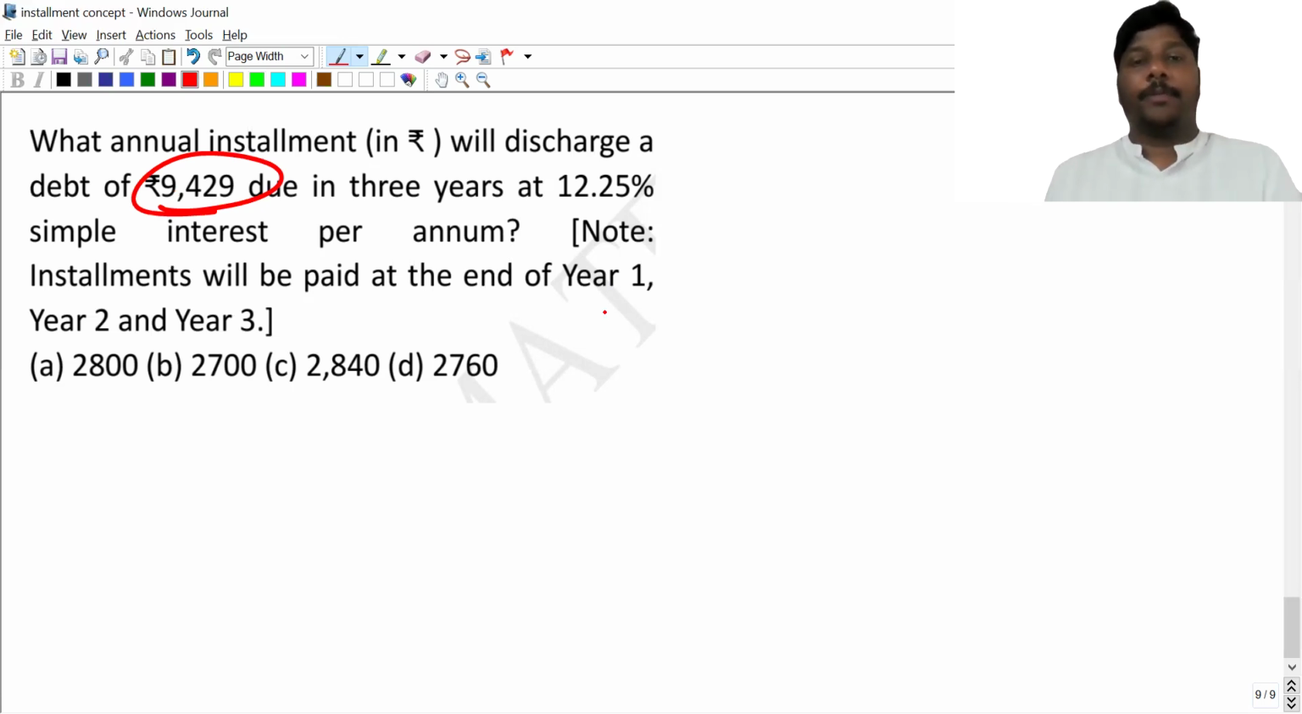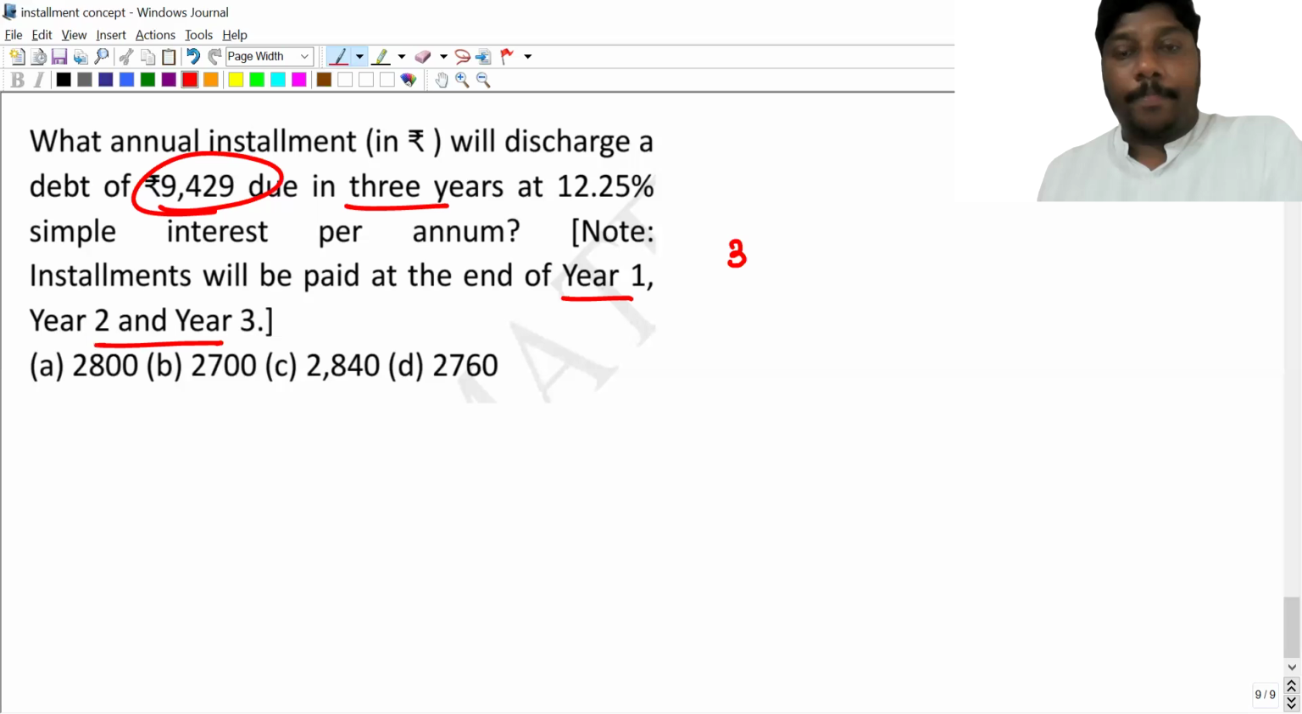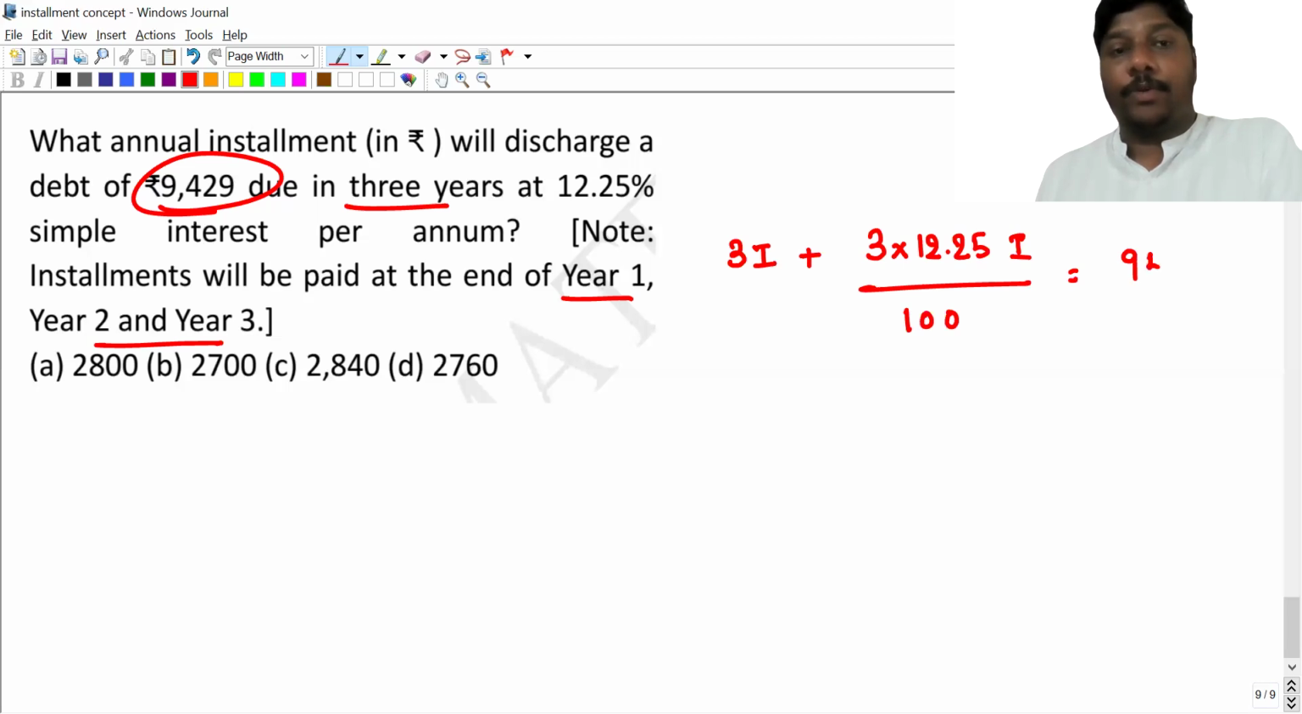ఒకవేళ మనం ఇది ఇవ్వకున్నా కూడా మనం ఇలానే తీసుకుంటాం, because the installment will be paid at the end of every year అనే తీసుకుంటాం. ఓకే, he says 3 years అని అన్నాడు. 3 installments అంటే మనం ఎలా రాసుకుంటాం? ఫస్ట్ 3I, 2 + 1 అంటే 3 years of interest వస్తుంది. సో 3 into R, 12.25 on each installment by 100 is equals to this 9429. You take it. All right. So you take the LCM.